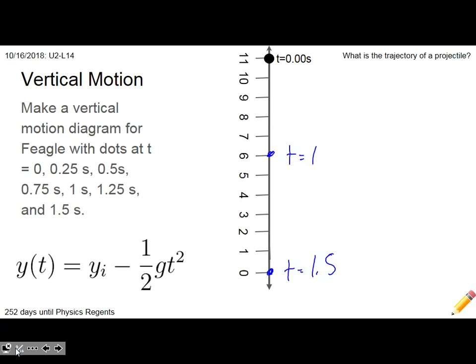All right, 20 more seconds. Again, look to see if you can spot the pattern, what's happening to the spacing between the dots as time goes on. Again, this is a motion diagram we have seen before.